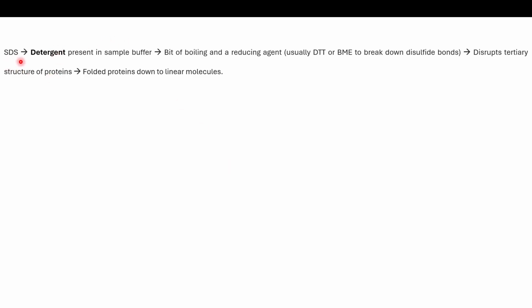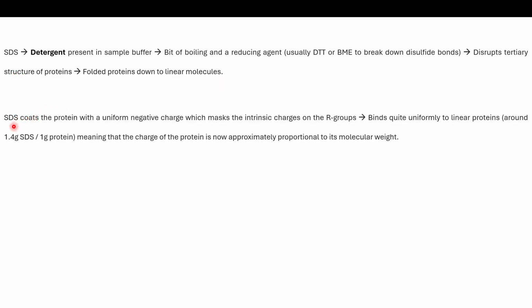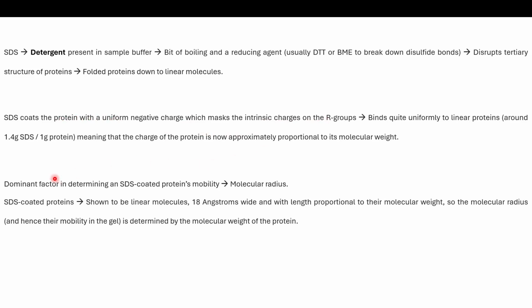SDS is sodium dodecyl sulfate, which is a detergent present in the buffer. Also, while preparing the samples they are boiled, and high temperature can also denature proteins. A reducing agent like dithiothreitol or beta-mercaptoethanol is used to break down disulfide bonds. So all these treatments disrupt the tertiary structure, and the folded proteins are linearized. SDS coats the protein with a uniform negative charge and masks the intrinsic charges on the R groups. The dominant factor in determining an SDS-coated protein's mobility eventually becomes the hydrodynamic or molecular radius.